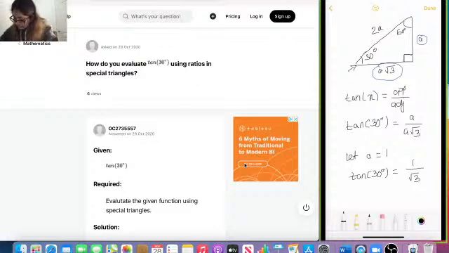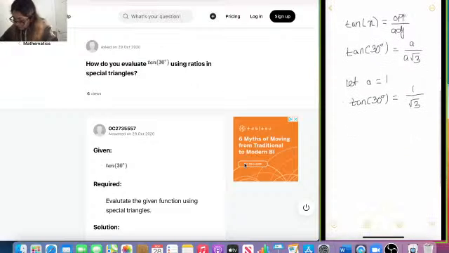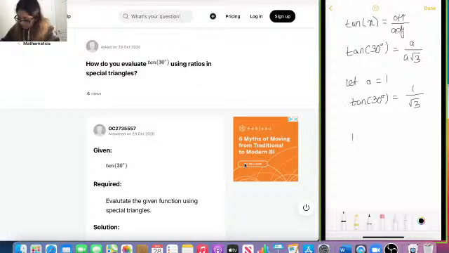And so when you're rationalizing, 1 over root 3, you can write this in another way, by multiplying root 3 times root 3. You can also write it this way, it's basically the same thing: root 3 over 3, right?